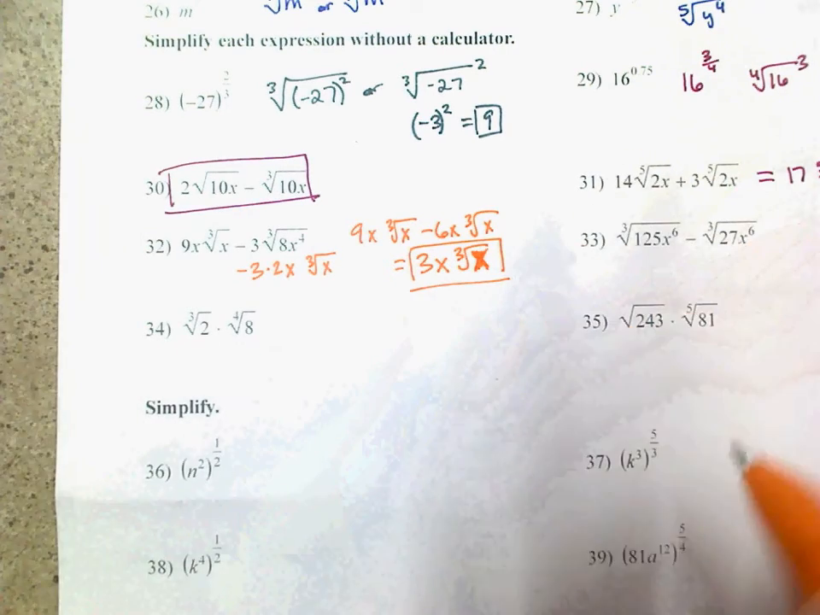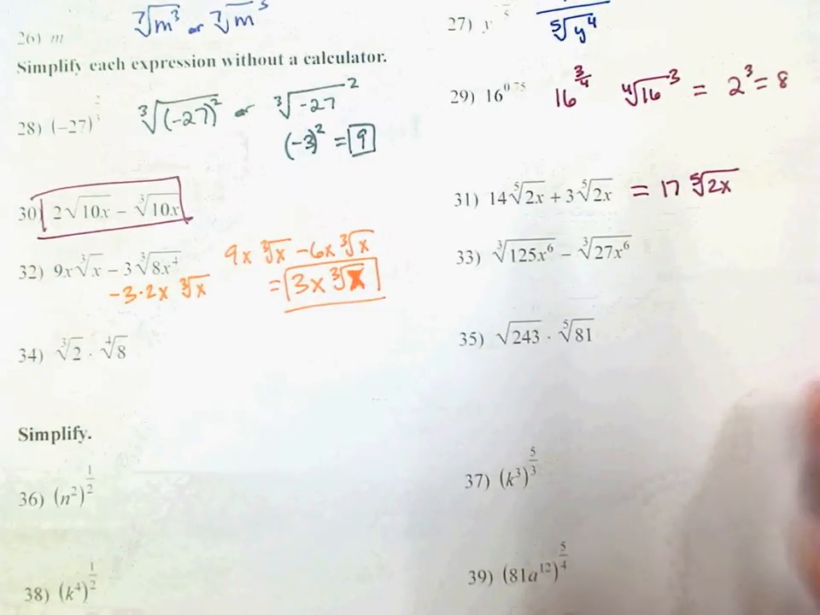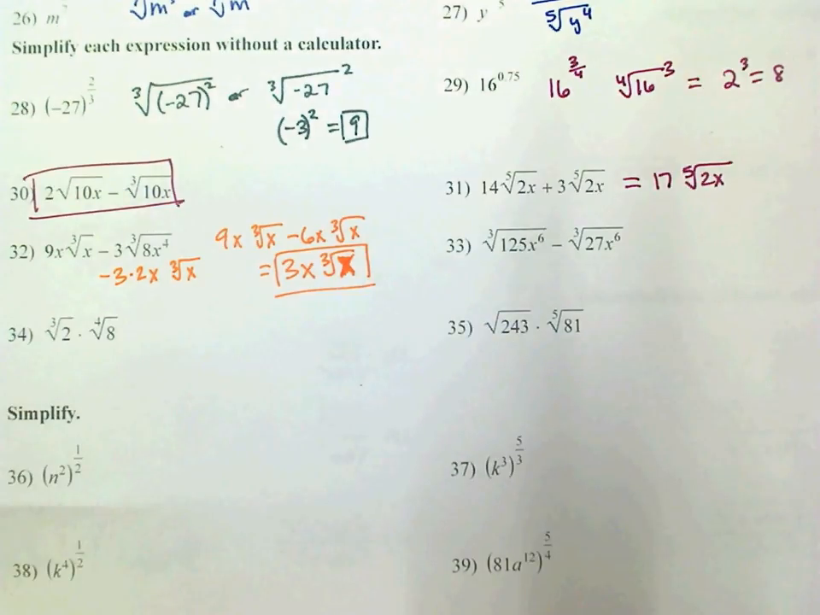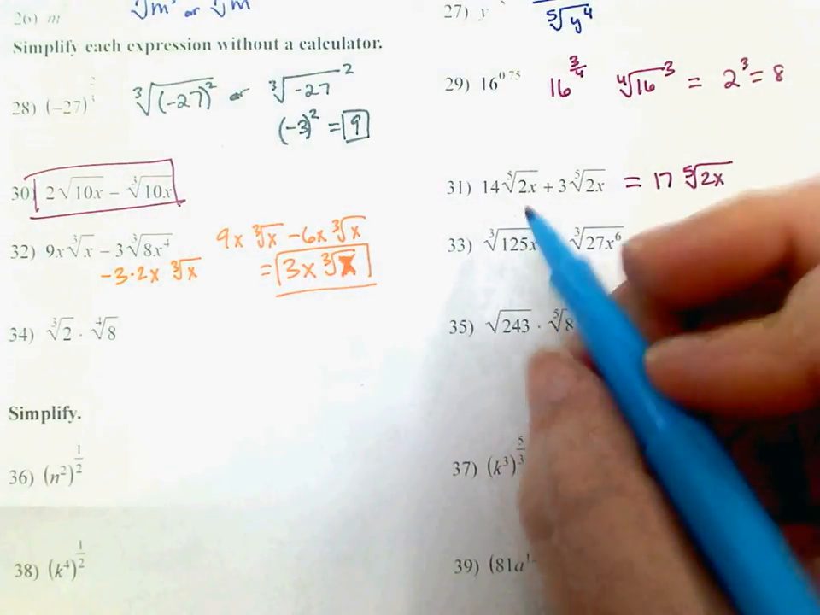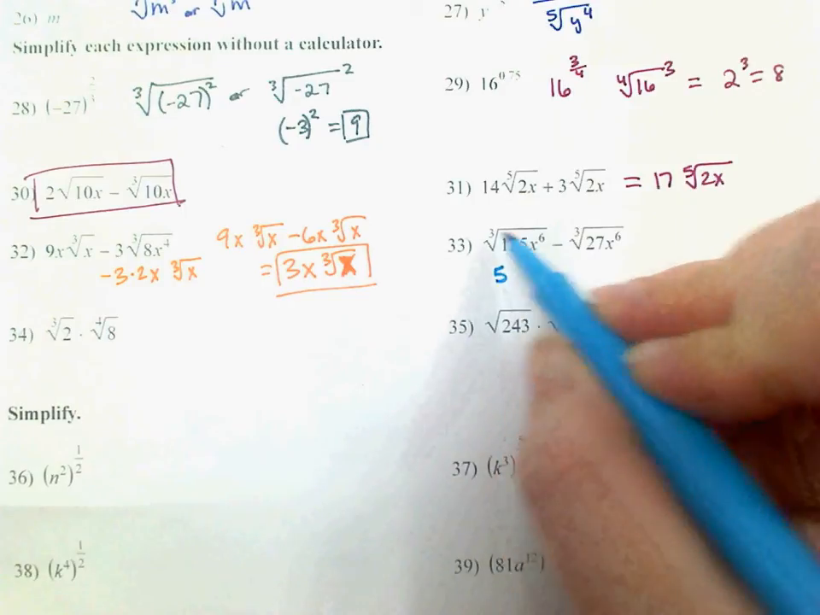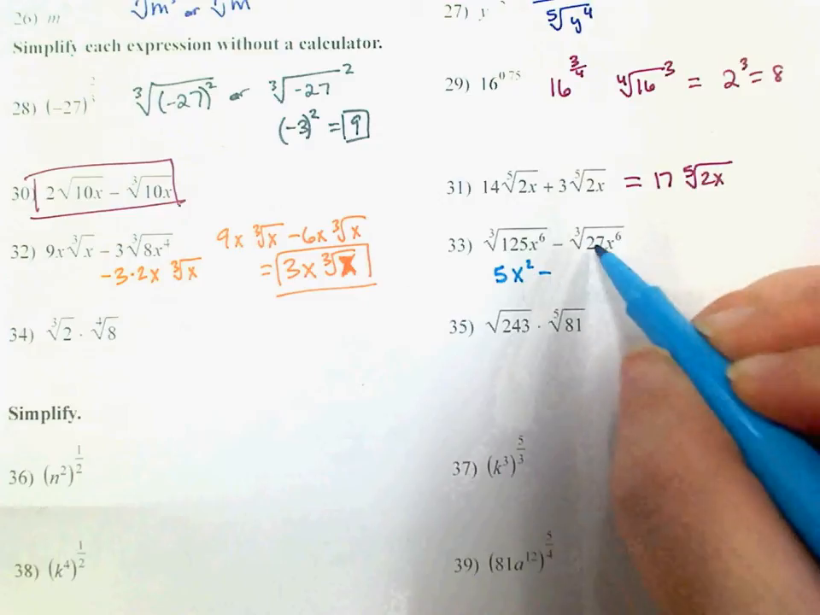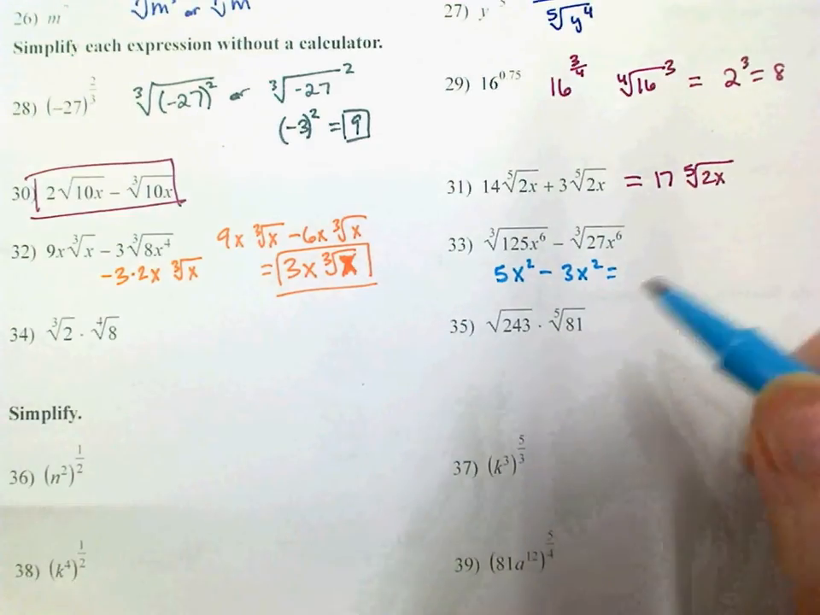Okay, so always look to see if you can simplify before you just dismiss it. In that same vein, number 33, I've got the cubed root of 125x to the 6th minus the cubed root of 27x to the 6th. Well, the cubed root of 125 is 5, and 3 goes into 6 twice. Over here, the cubed root of 27 is 3, and 3 again goes into 6 twice, which means I'm really just saying what's 5x squared minus 3x squared, and that is 2x squared.